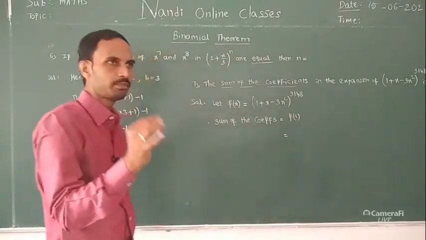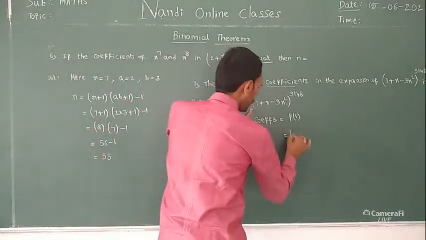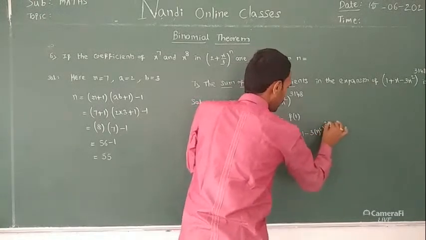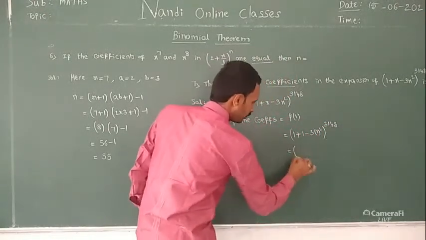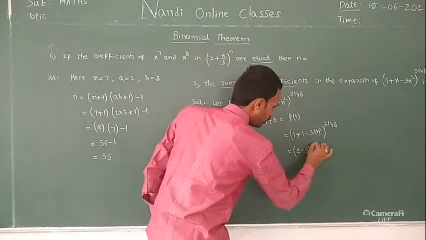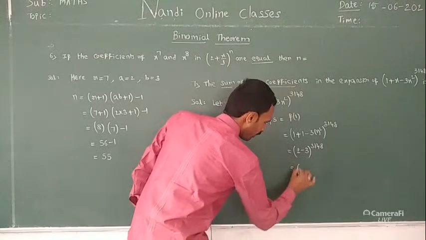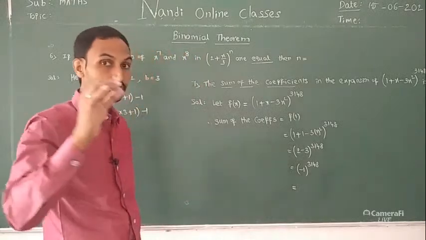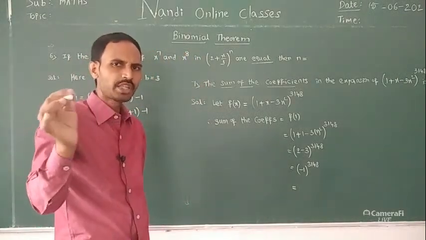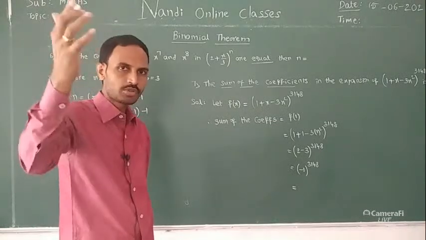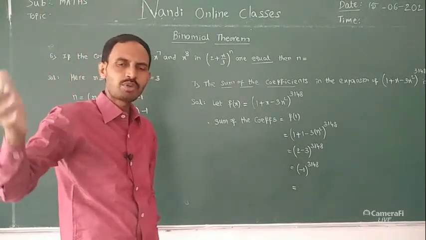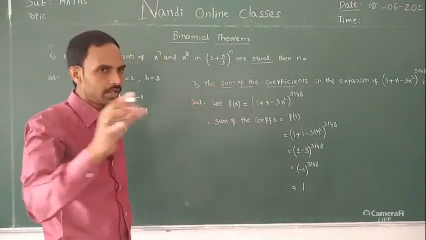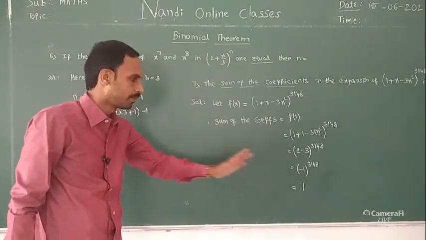So in the given function, put x as 1. You will get (1 + 1 − 3 × 1²)^3148 = (2 − 3)^3148 = (−1)^3148. 3148 is an even number. (−1)² is 1, (−1)^4 is 1, (−1)^6 is 1, so for an even number it is 1. So the answer is 1. If you add all the coefficients, the sum is 1. Write it.